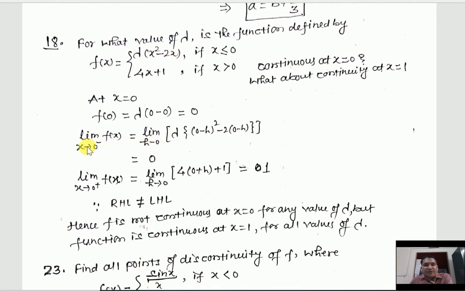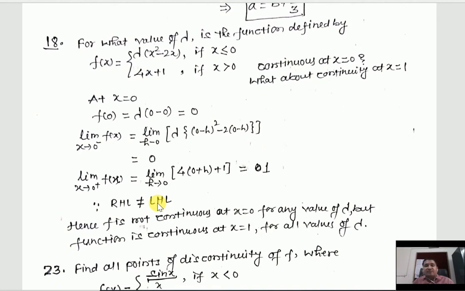See, look here: limit of h lambda h square minus 2 into 0 minus h, apply the limit 0. The right hand limit is what? 4x plus 1, so 4h plus 1, put the limit, 1. Here the left hand limit is not equal to the right hand limit, hence the function is not continuous at x is equal to 0 for any value of lambda.